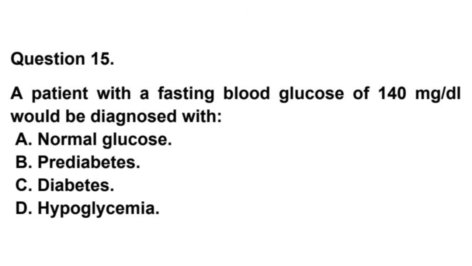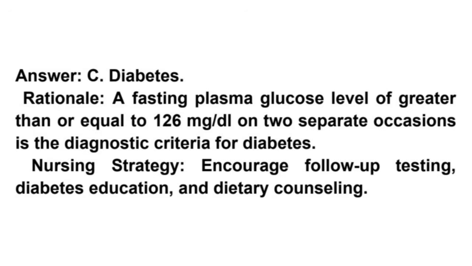Question 15. A patient with a fasting blood glucose level of 140 milligrams per deciliter would be diagnosed as A. Normal glucose, B. Prediabetes, C. Diabetes, or D. Hypoglycemia? Answer C.